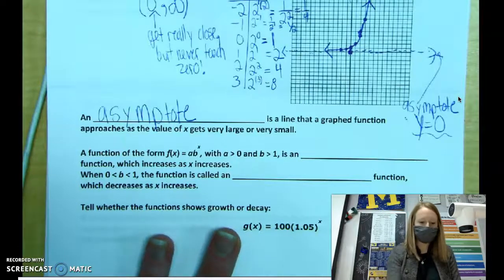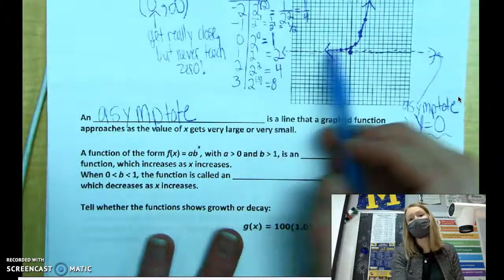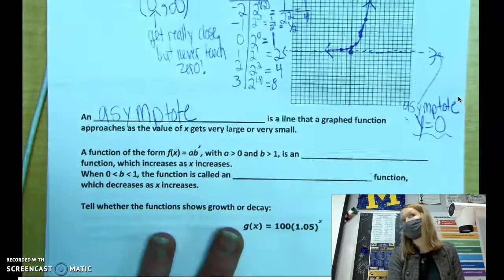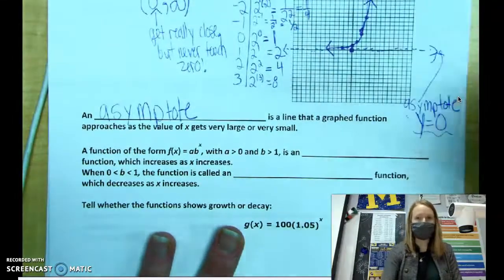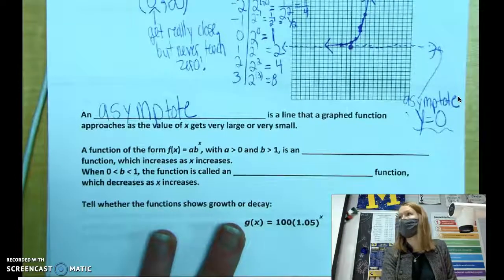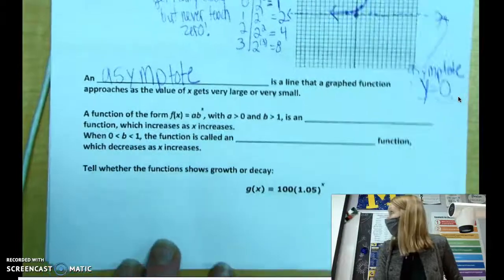The big idea here is just to show you what an asymptote is. It's the idea of approaching a value, but you never get there. So we can draw a horizontal line to represent that. That's kind of the big idea there, okay?